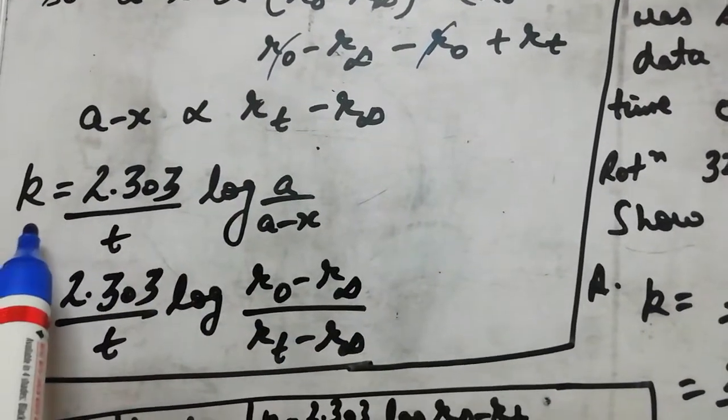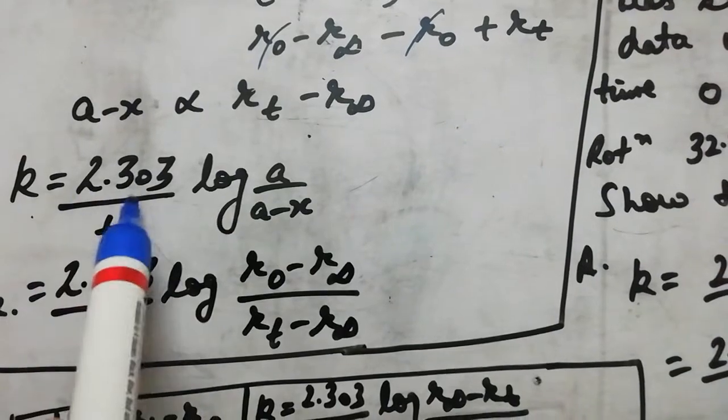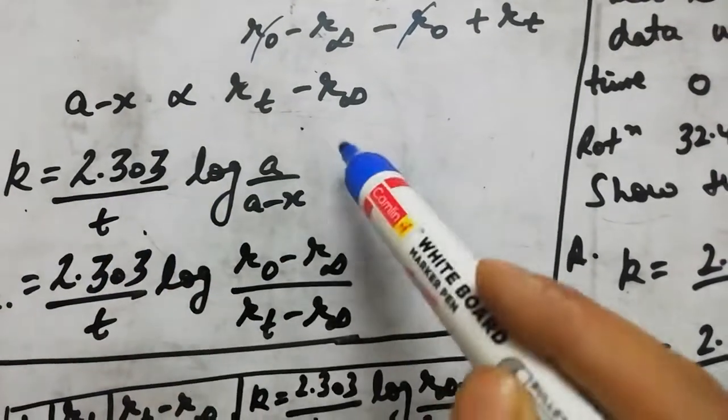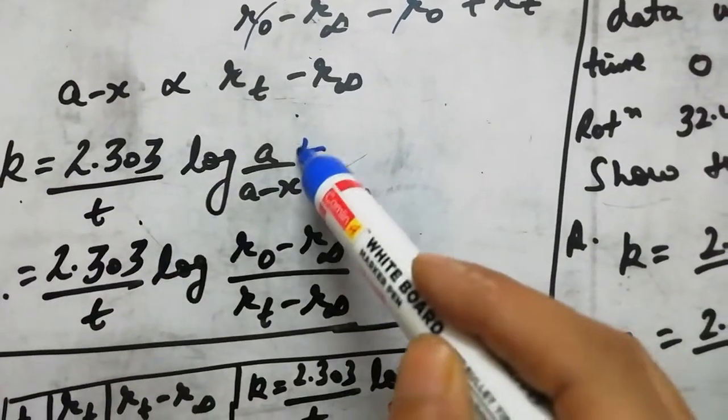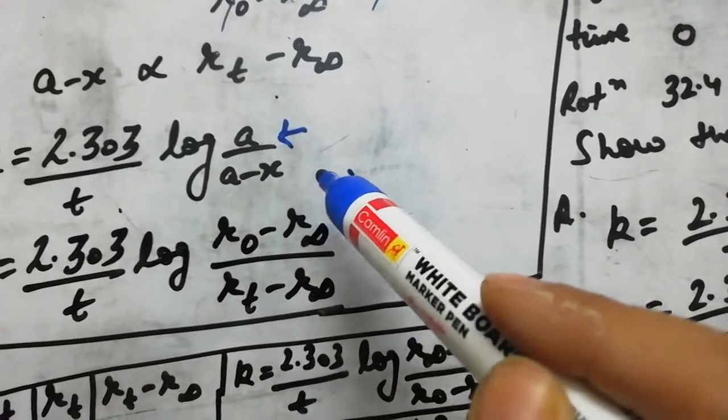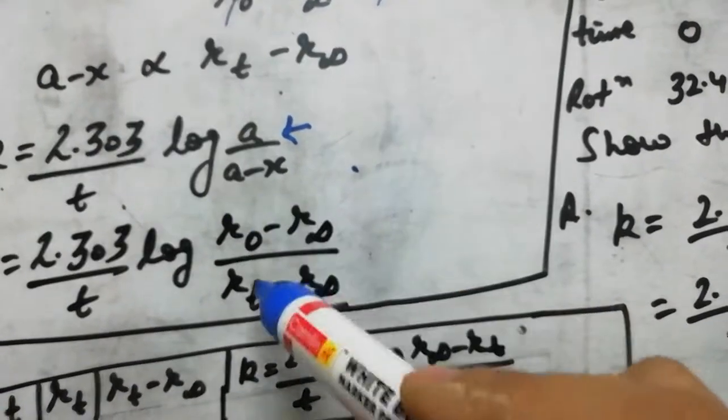So putting the value in first order equation, K is equal to 2.303 upon T log A over A minus X. Value of A is R naught minus R infinity and value of A minus X is RT minus R infinity. Let us discuss one numerical.